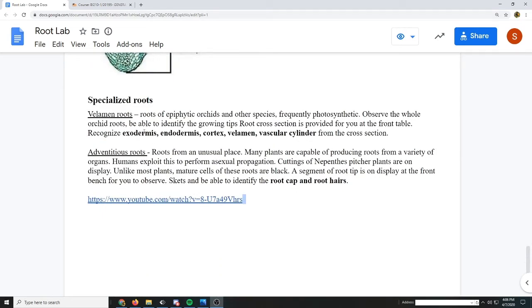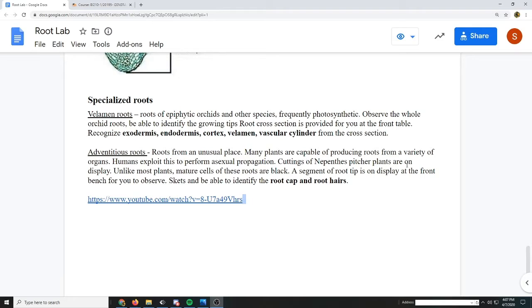So the last thing I'm going to show you guys will be velamen roots, and I'll go through each of these bolded terms. You'll also want to look at adventitious roots. This is a separate video which is linked down here. It's also going to be linked on Moodle. And basically it's roots from a cutting.